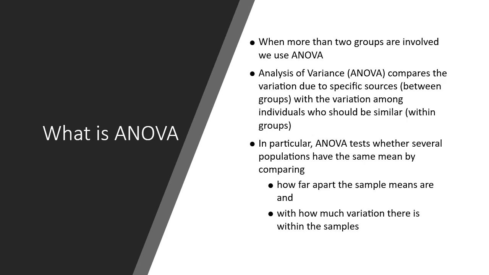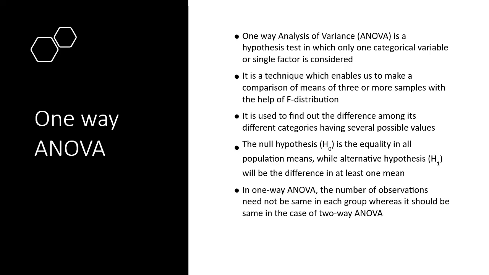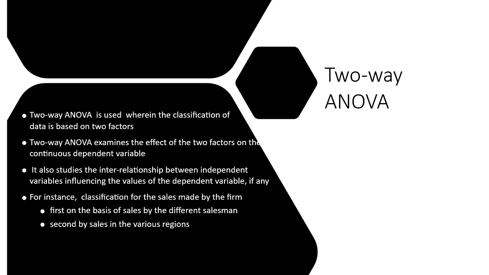In Anova again, we have one-way Anova and two-way Anova. In one-way Anova, we check the dependent variable, how it is varying based on the independent variable, which is a factor. Here we use the F distribution. But suppose we have more than one factor, then we go for two-way Anova. While doing one-way Anova, the number of observations need not be the same in each group, whereas in two-way Anova, the number of observations in each group should be the same.